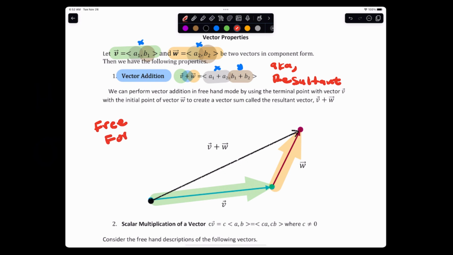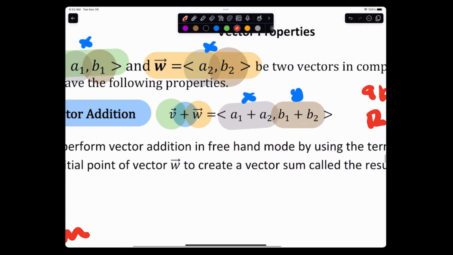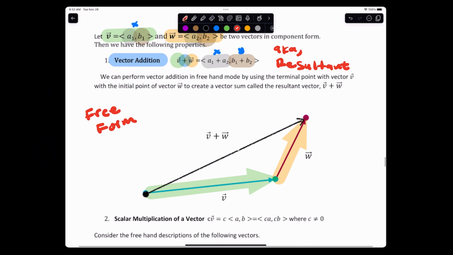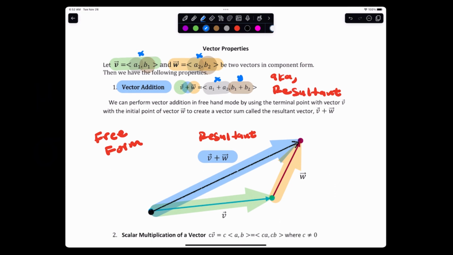No coordinates. We know how to do vector addition when there's coordinates, but we're going to study this free-form vector as well. And what you end up with when you add these vectors, this is called the resultant. Okay? That means it's the result when you add. So this is that vector addition. This is V plus W. So we can do it component-wise and in free form, we're going to see later.